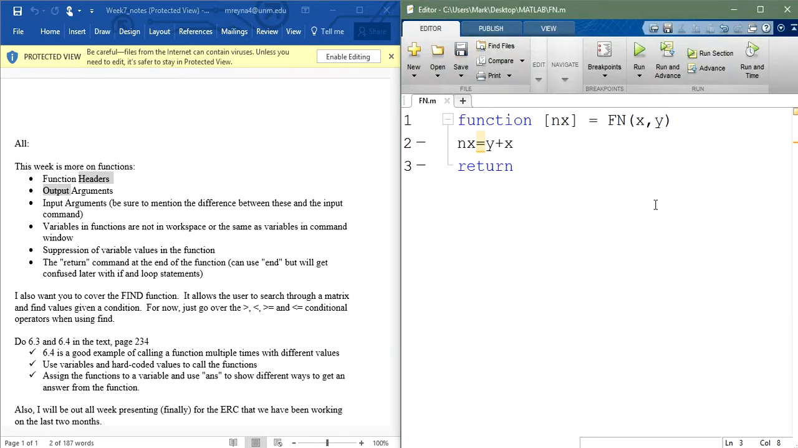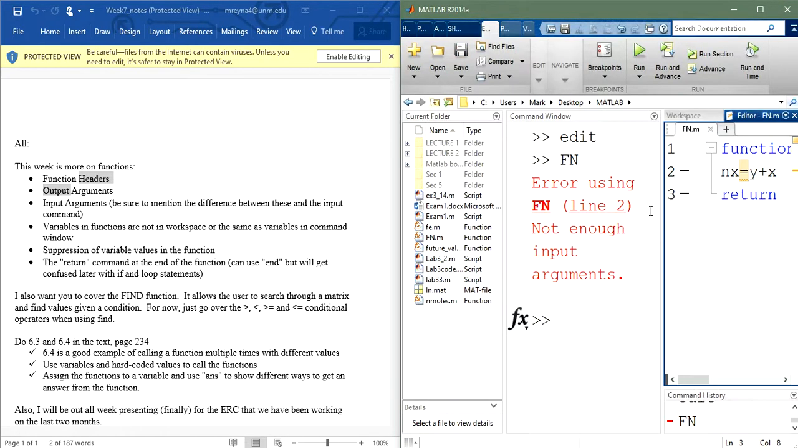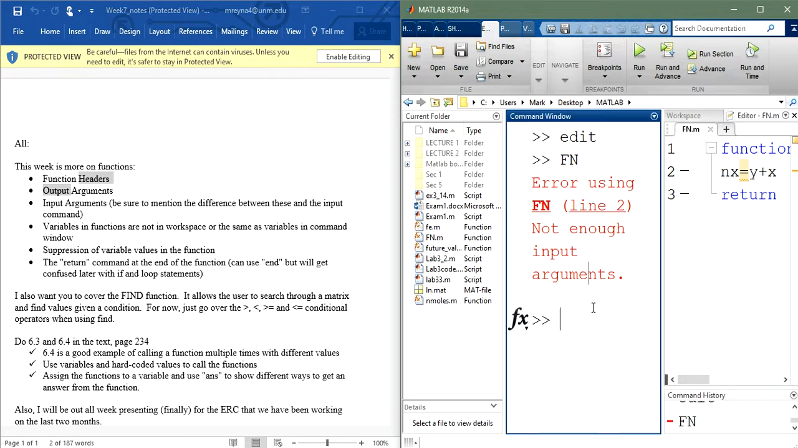We'll run it. We'll call it fn. We'll dock it. And we'll say that fn of 3 and 4. So they add them together, and our answer should be 7.